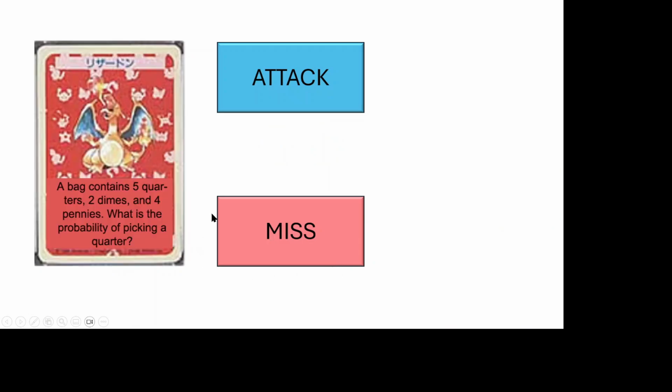Next, a bag contains 5 quarters, 2 dimes, and 4 pennies. What is the probability of picking a quarter? Okay, so there are 5 quarters, so that will be our favorable events. And there are 11 items in total if you add them. So since we have 5 over 11 and that can no longer be simplified, that will be our answer already.